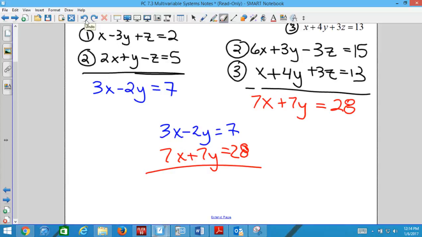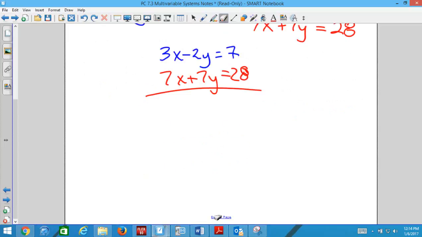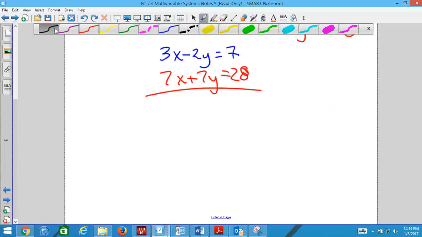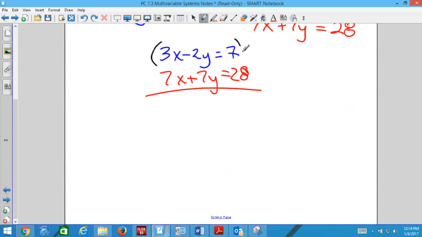Can I add those up and eliminate either my x's or my y's? Not yet, but I could multiply to do it. So now we're doing the same stuff we've already done. What should we multiply the top one by and the bottom one by? 7 and 2. Or were you going to say negative 3? Is that what you're saying? Either. You could do it that way too. We just eliminate different variables.